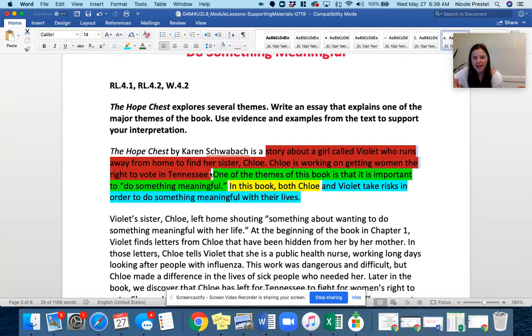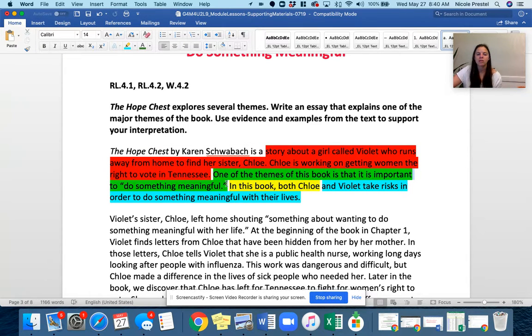The cool part is when you write your own paragraph, you can take this part because this gist is the same. It's a story about a girl called Violet who runs away from home to find her sister Chloe. Chloe is working on getting women the right to vote in Tennessee. If you want to change any of it, just go for it. But if I were you, I'd make it easy on myself and just use that.